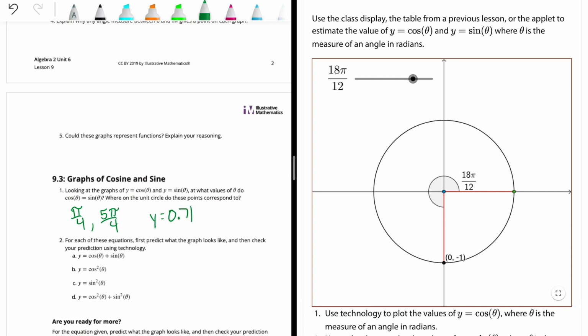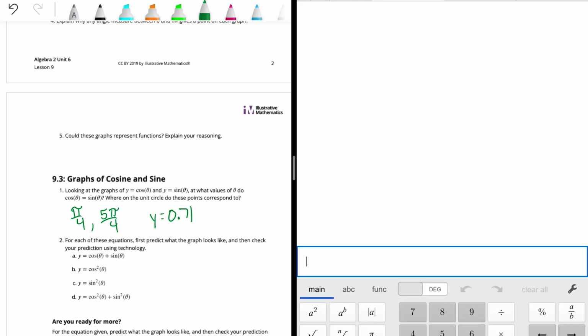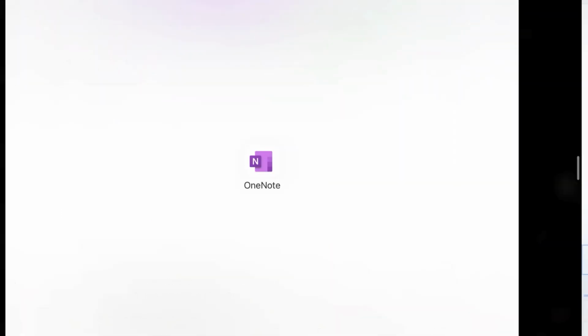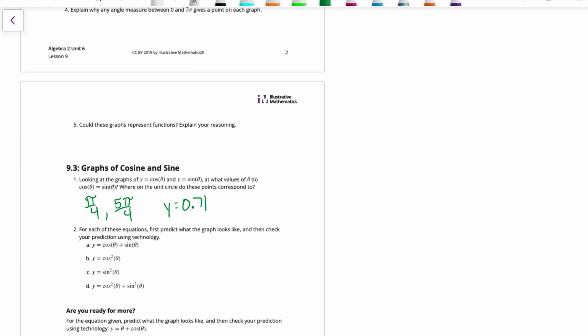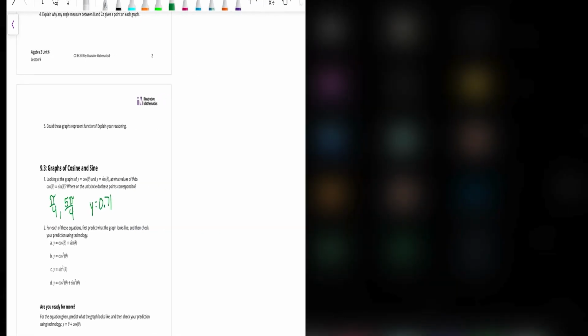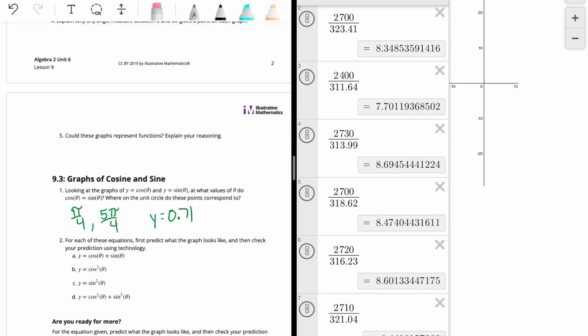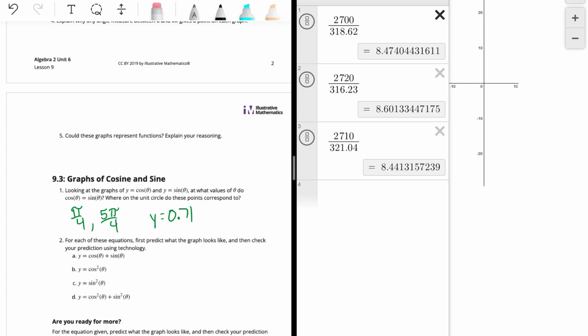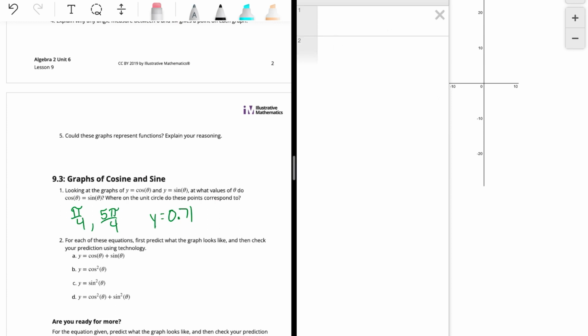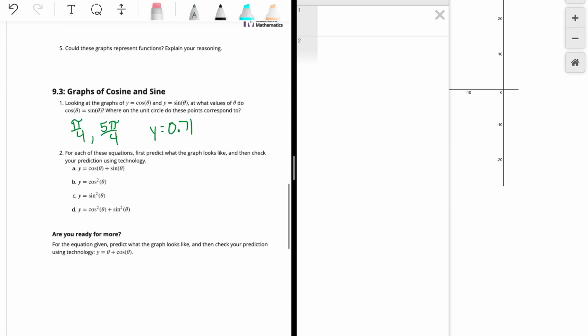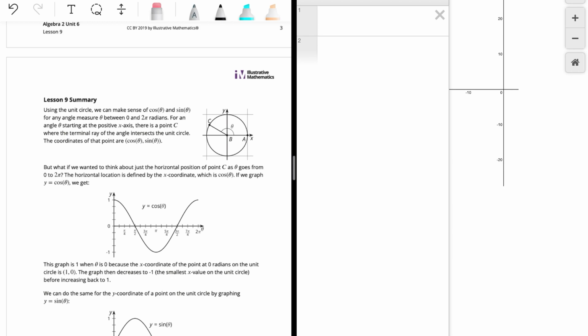All right, so for each of these equations, first predict what the graph looks like, then check your prediction using technology. So go ahead and predict what you think those would look like, and then you could use Desmos graphing. We'll do that. You could use the graphing calculator to check your graphs to see what those would look like. All right, and then there is a summary if you want to take a look at that.